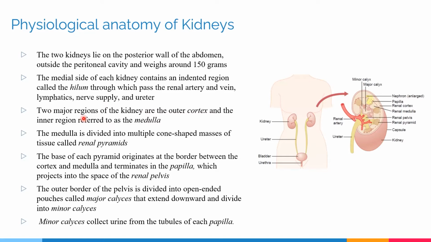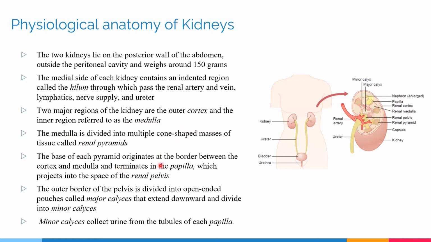The two major regions of the kidney are the outer cortex and the inner region, which is referred to as the medulla. So this is the outer cortex, and after the dotted line we have the medulla. The medulla is divided into multiple cone-shaped masses of tissue called the renal pyramids. These red triangular structures are known as the renal pyramids.